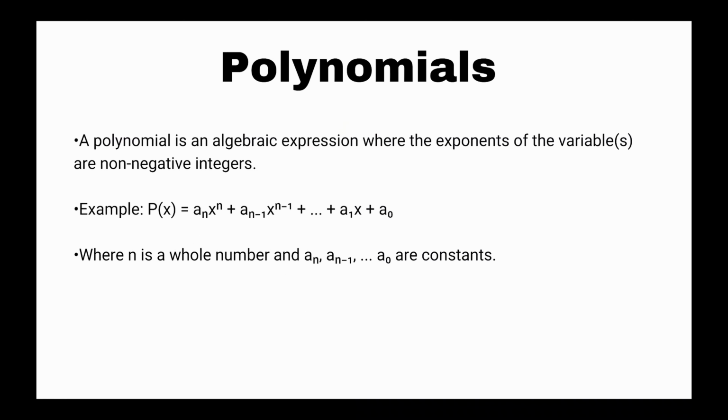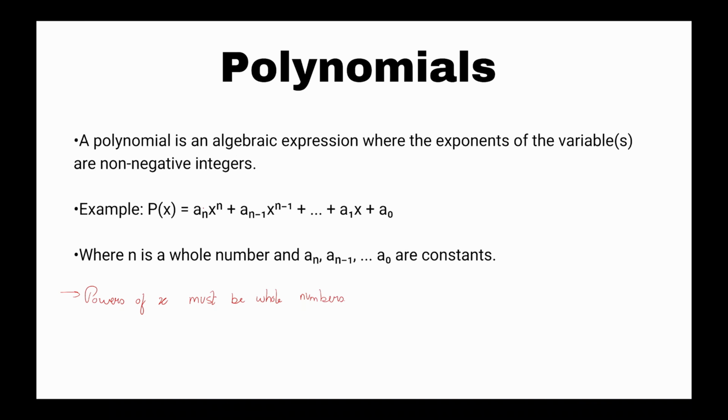So talking about polynomials. What is a polynomial? A polynomial is an algebraic expression where the exponents of variables are non-negative integers. So basically what we are saying is, I can consider any equation f of x to be a polynomial if it has powers of x as whole numbers. So one thing that you must remember, that powers of x must be whole numbers. If they are not whole numbers, then you cannot say that it is a polynomial.